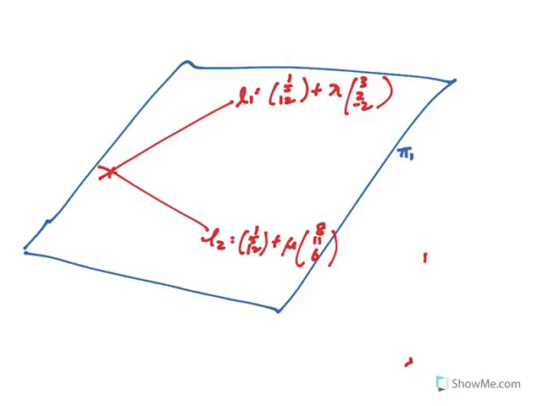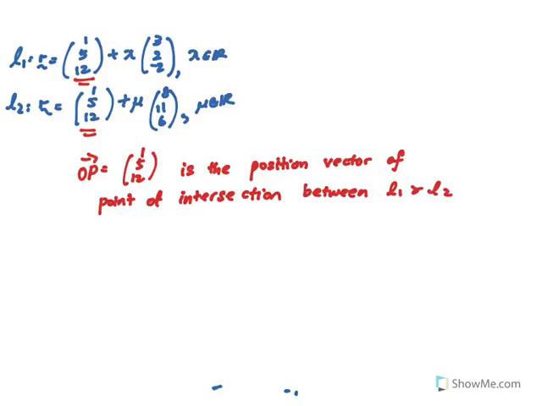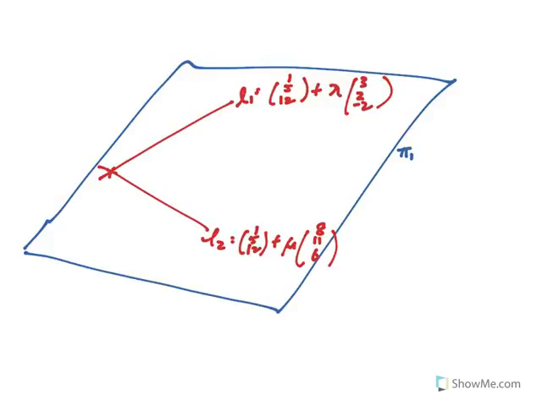What can you say? You can straight away see that these two lines lie on the plane. This plane contains line 1 and line 2. So if I were to ask you for a direction vector of line 1, what is it? It's just 3, 2, negative 2. Another direction vector that lies on the plane will be 8, 11 and 6.